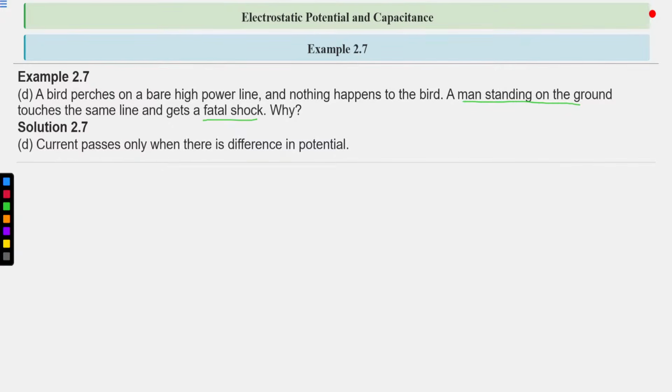But when a bird sits on the high voltage power line, it is not in contact with the ground. Both feet of the bird are on the same power line. So the potential difference between the feet of the bird is 0. So there is no flow of charge through the body of the bird. But if the bird touches another power line, it will get a shock. You may have seen that if a bird's wing or any body part touches another wire, this will result in a shock to the bird also. But on a single power line, it will not result in a shock.